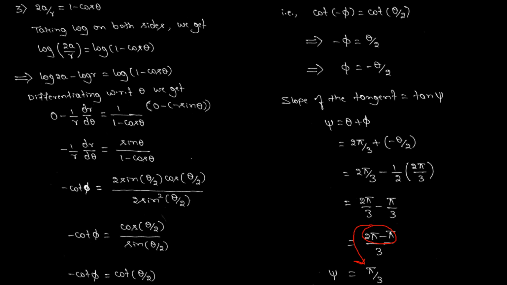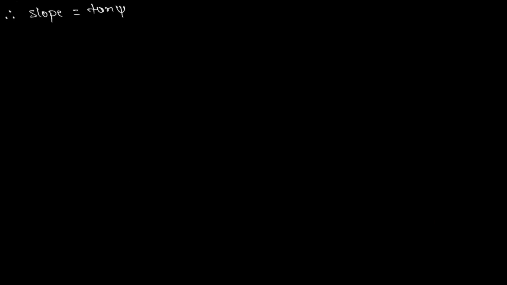Now let us substitute the value of psi in the slope formula. Therefore slope is equal to tan psi, that is equal to tan pi by 3. We have substituted in the place of psi its value pi by 3. Now the tan pi by 3 value, that is tan 60 degrees value, is root 3. Therefore the slope of the tangent is root 3.